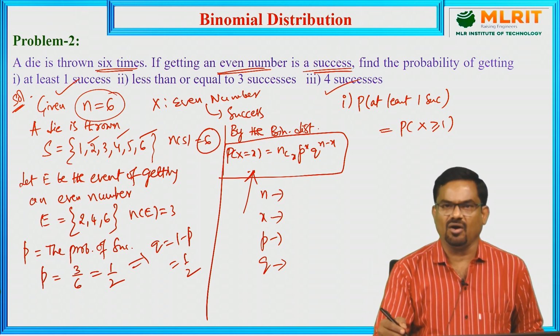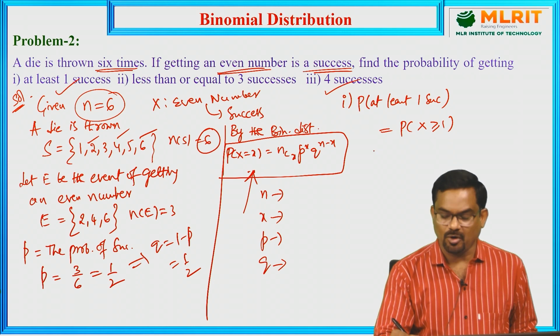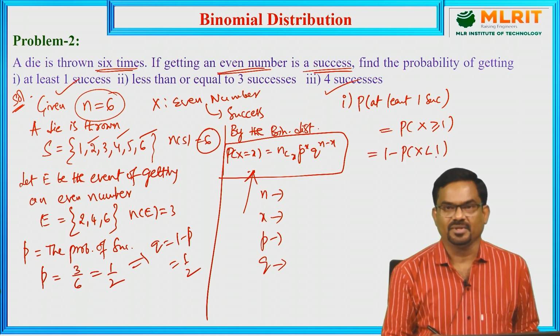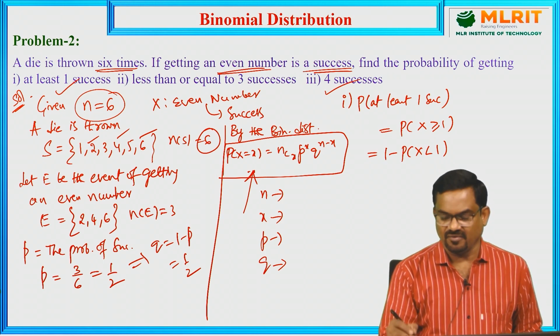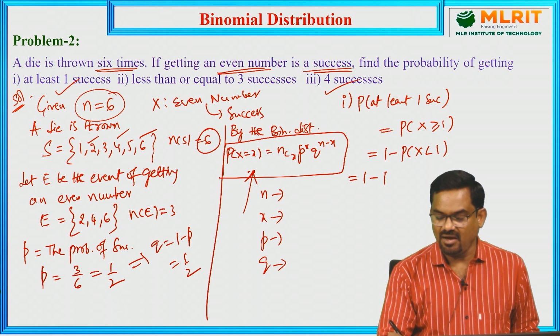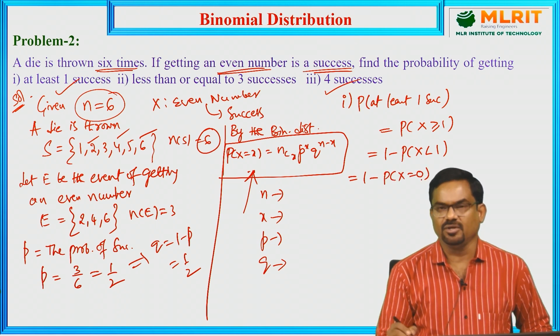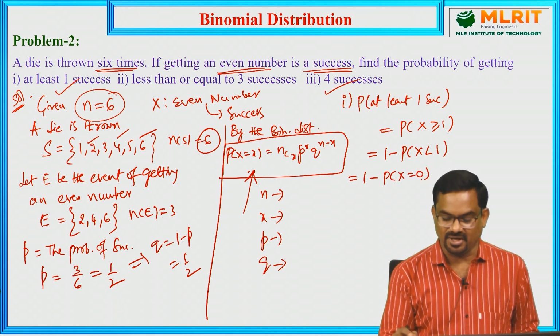Instead of finding all those probabilities, we can use the property 1 minus the probability of x less than 1. So, 1 minus the probability of getting successes less than 1. Less than 1, what do we have? Simply x equal to 0, 0 successes, the complete failure case.